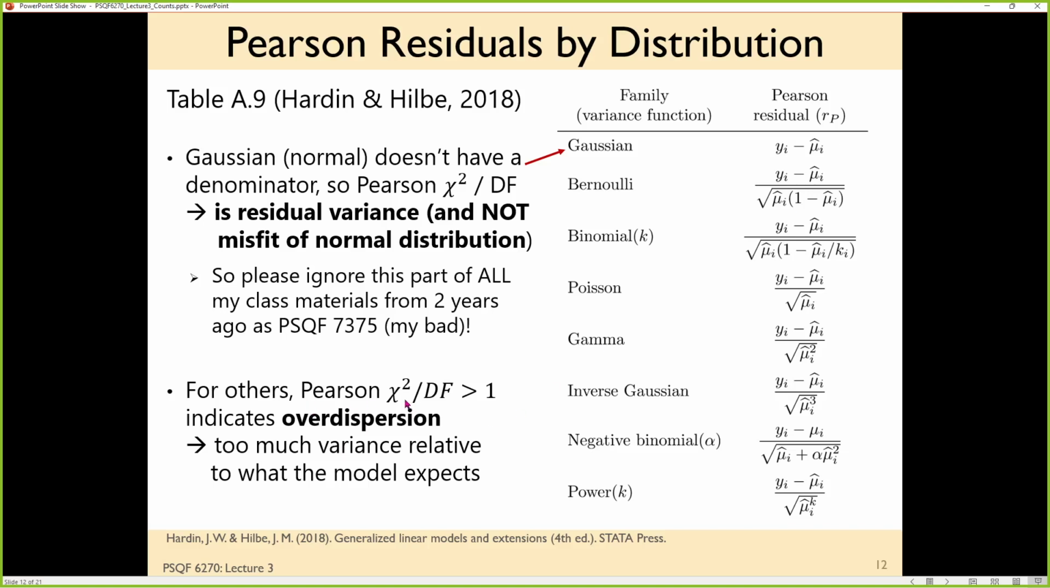Otherwise, we will look to see whether this ratio is greater than 1 as evidence that there is more variance in the data than what the model has captured, and that's problematic. There, that's what I wanted to say. Okay, questions before we dive into an example?